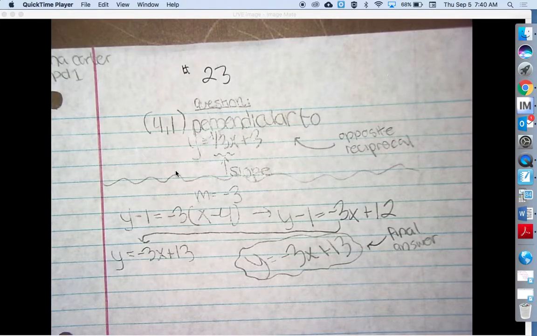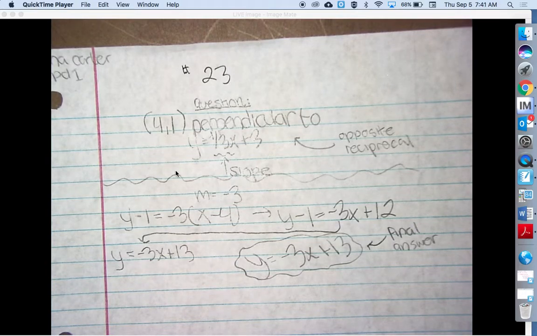Okay, so I did 23. You're just supposed to find the perpendicular line to y equals 1/3 x plus 3 with the point (4, 1). So since it's perpendicular, you have to find the opposite reciprocal. So the opposite reciprocal of 1/3 would be -3.